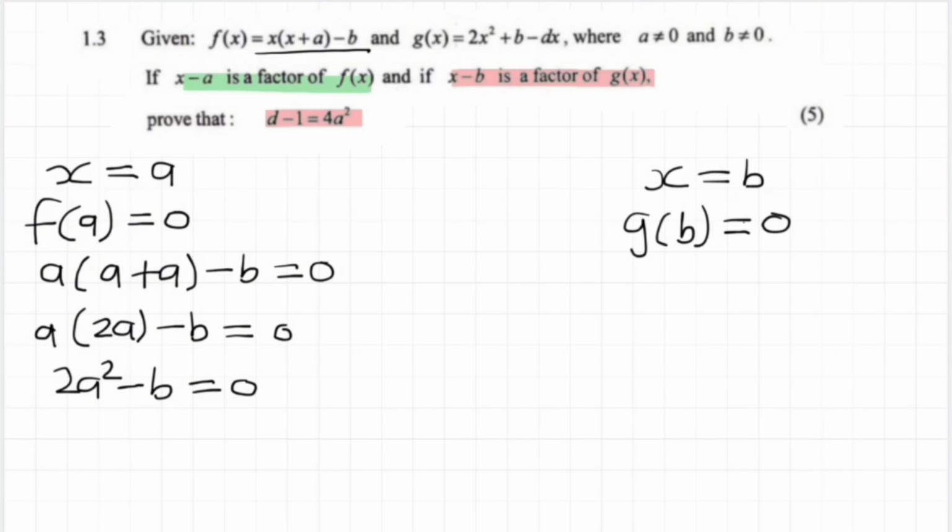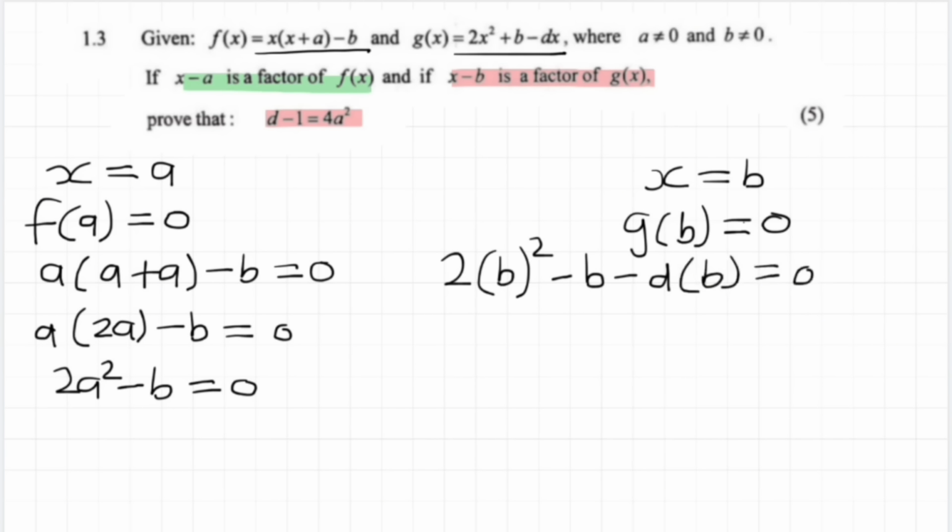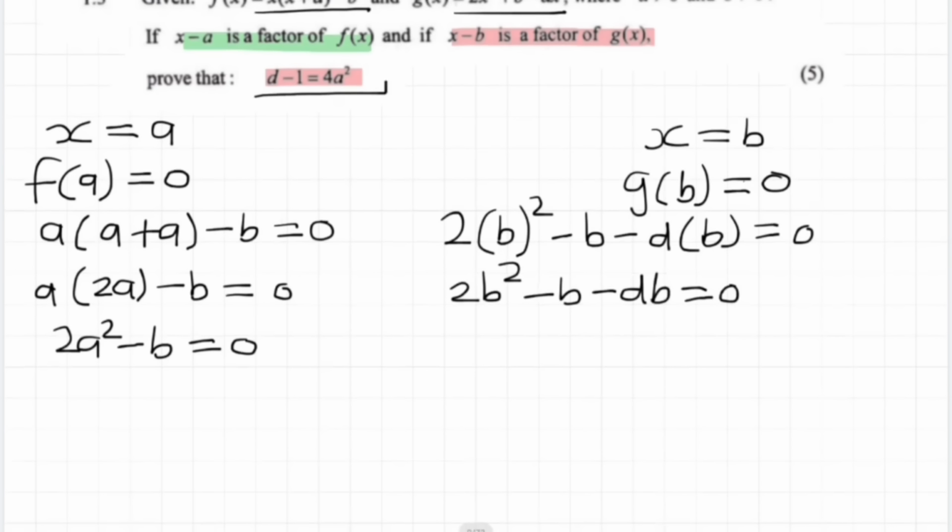Let's substitute on the other side and see where we're going. From here, we're going to substitute b in terms of x into this equation also. So we're going to have 2b squared minus b minus d. Whenever there is x, we substitute b, which is equal to 0. This is going to give us 2b squared minus b minus db, which is equal to 0. So look at this. What do they want us to prove? They want us to prove that d minus 1 is equal to 4a squared. How can we achieve that?